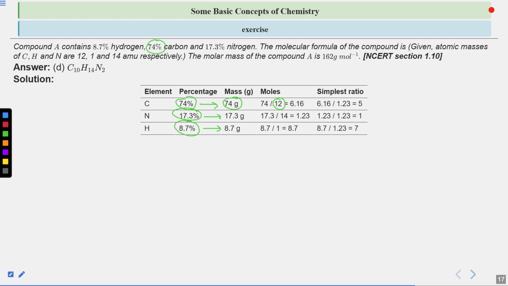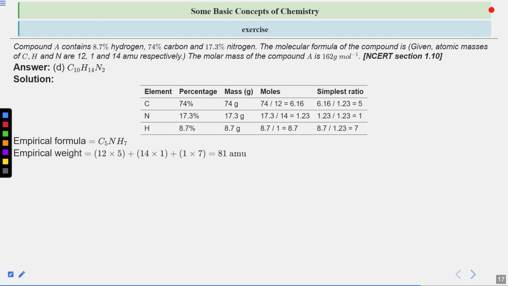Now out of these three numbers, 1.23 is the smallest one. Divide each of these values by 1.23 and you will get 5, 1 and 7. Got it? Is it clear to all of you? So we have the empirical formula as C5NH7, because for carbon we got 5, nitrogen 1 and hydrogen 7. Calculate the empirical weight using this empirical formula. You will get it as 81 AMU.